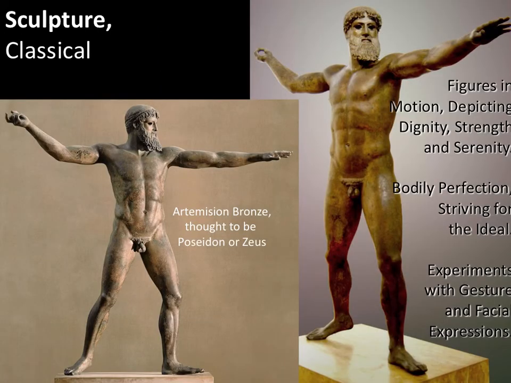When we move later in time to the classical period, now we see something very different, don't we? Now we see these iconically beautiful characters of figures in motion. So we see dignity and strength, but still there is a sense of peace and serenity here. So this is one of the more famous statues of the classical period in bronze, thought to be either Poseidon throwing his trident or Zeus throwing a thunderbolt.